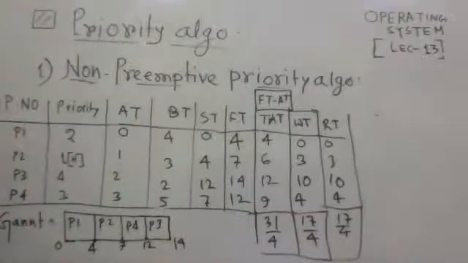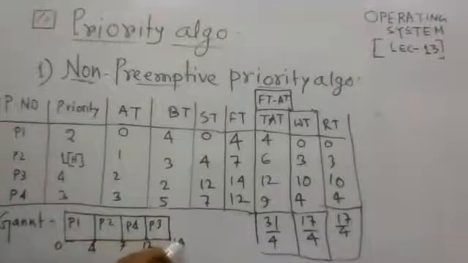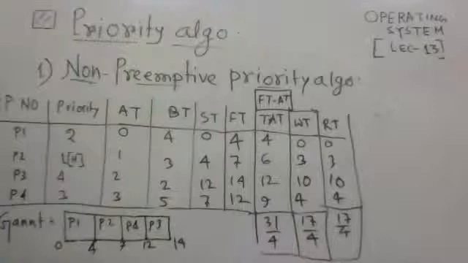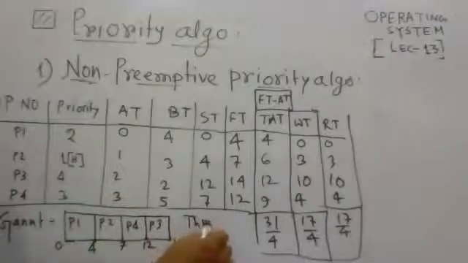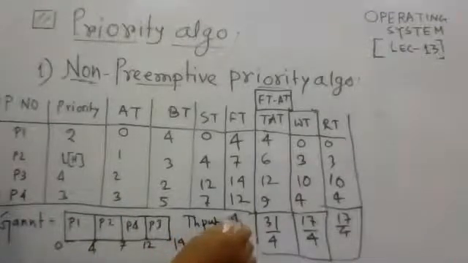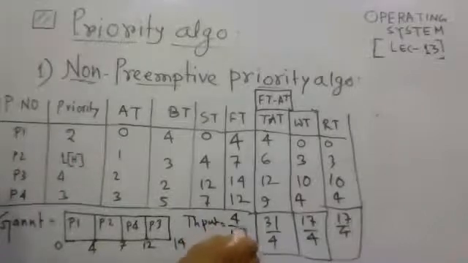Okay, and throughput. We know that throughput is equal to the number of processes executed by the CPU per unit time. So here the total number of processes is 4 and the total time taken is 14. So the throughput of this system is 4 by 14.